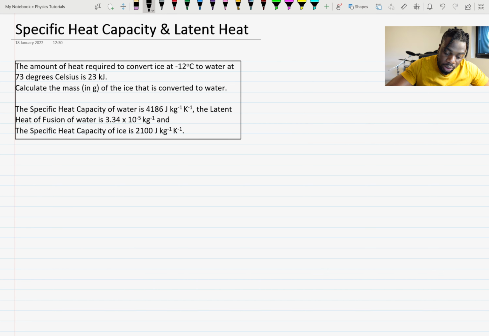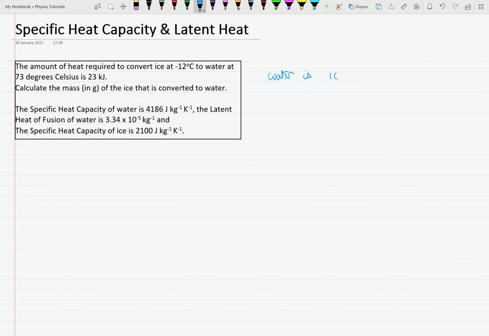So the first thing that I'm going to probably write is the fact that water is ice at 0 degrees and below. Okay? So the freezing point for water is 0 degrees. Below 0 degrees, water should be solid. Okay? And then I can write water is liquid water at any temperature that is more than 0 degrees Celsius, okay?